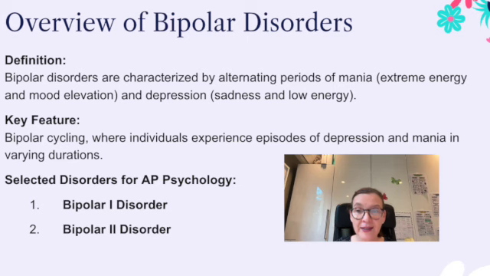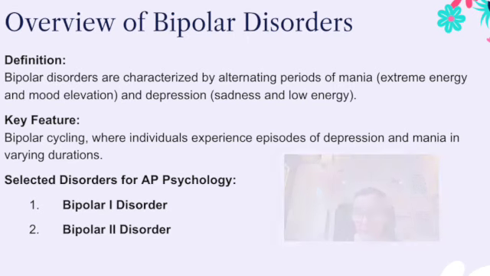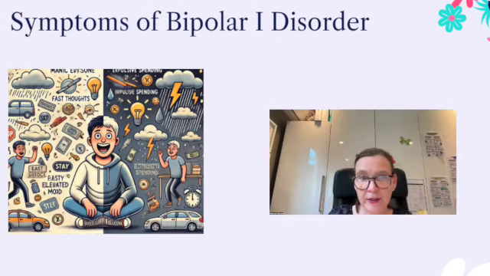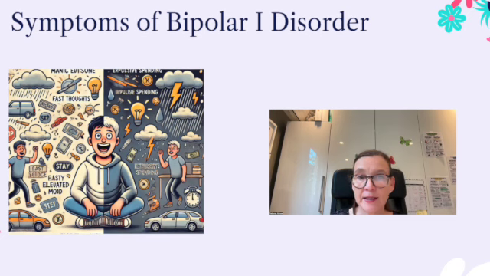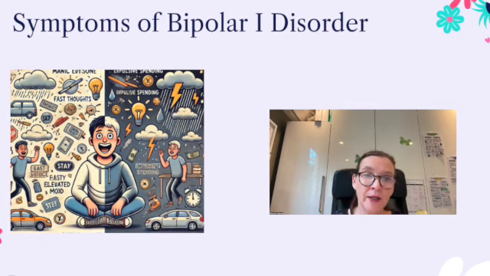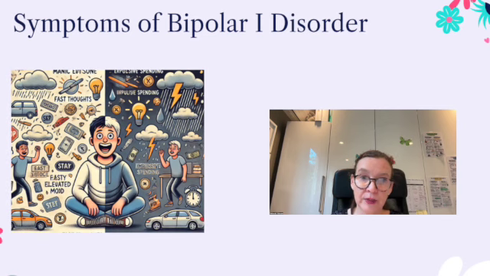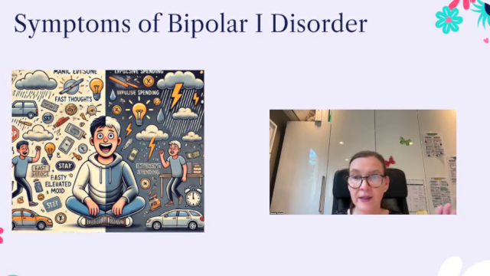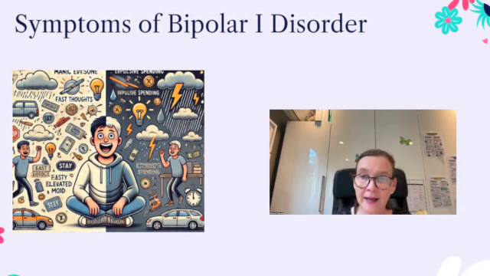Now I'm going to go into all the details that you need to know for each of those two. We're going to start off by talking about bipolar 1 disorder. It's a mental health condition characterized by extreme mood swings. The key feature of this disorder is the presence of at least one manic episode, often followed by one of depression. Let's look at the symptoms of bipolar 1 disorder. Bipolar 1 involves two major mood states, mania and depression. Let's break those down. Let's start with manic episodes.